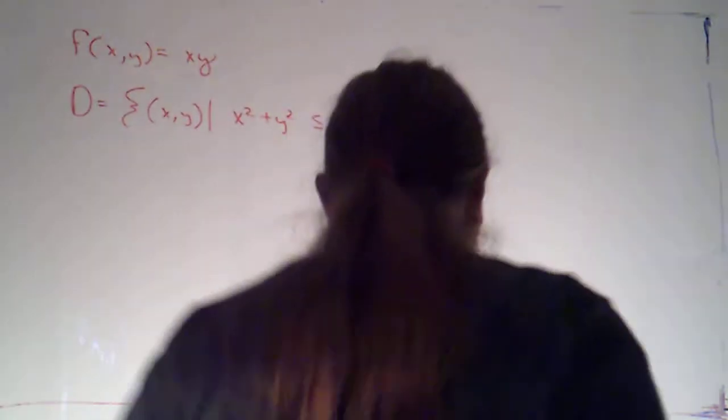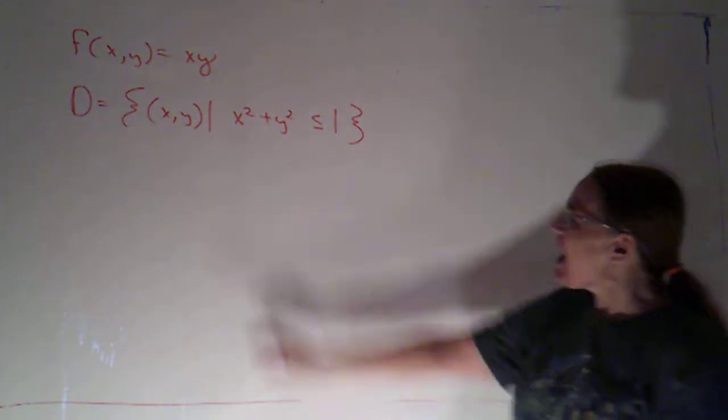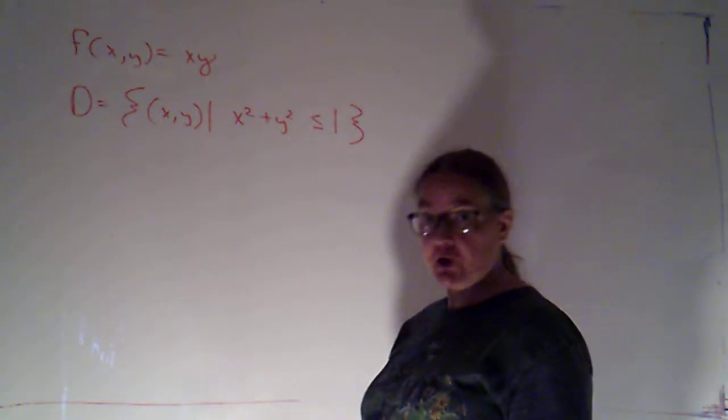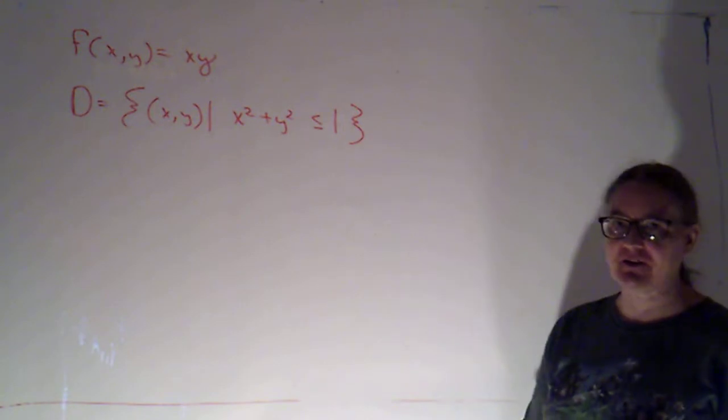I've got another problem up here on the board. Same directions as last time, although I didn't bother to write them out again. We've got this function and this region. I want to first of all confirm that there is an absolute max and min. Then I want to find the location and value of them.